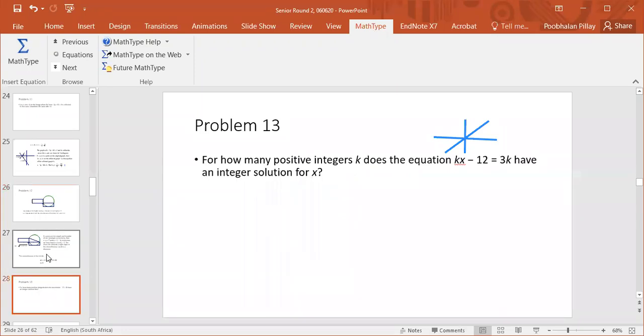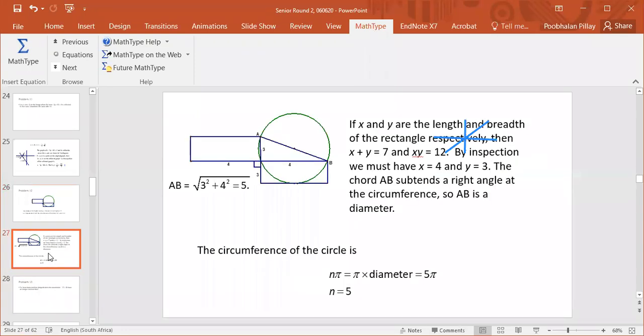I'm going to write it down here, show you what's going on. Oh, this fellow is still sticking around here, so let me just get rid of this guy. All right. x plus y equals 7, xy equals 12.